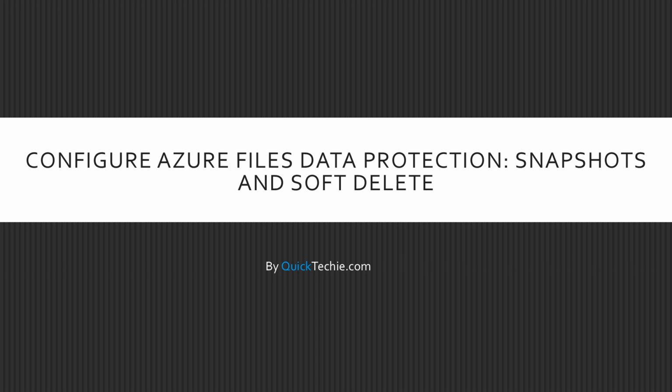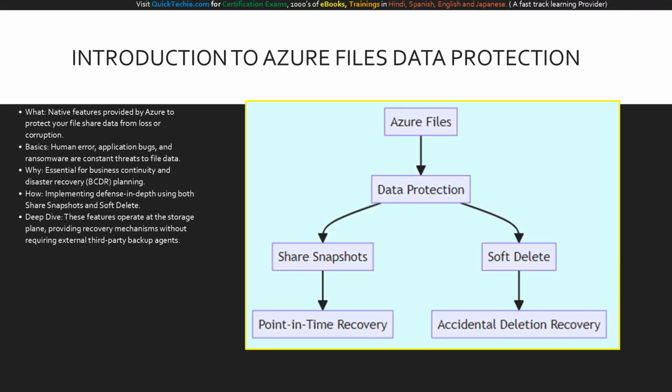Let's get started. In any organization, data is one of your most critical assets. However, human error, application bugs, and malicious attacks like ransomware are constant threats. What is Azure Files Data Protection? It is a suite of native features provided directly by Microsoft to safeguard your file shares. The basics of file management demand that we prepare for accidental deletions and data corruption.